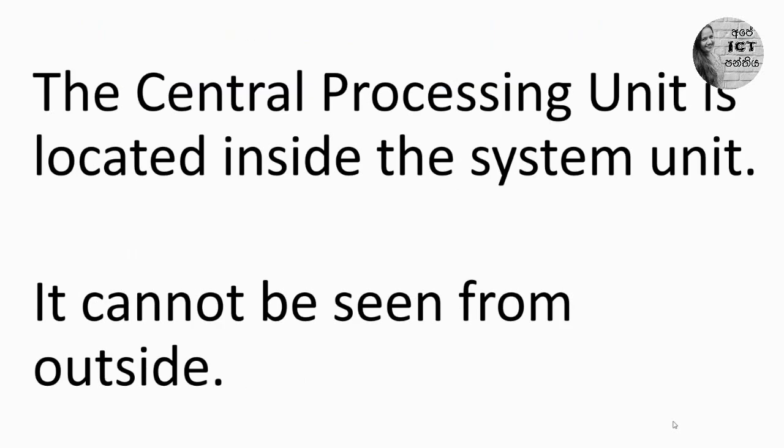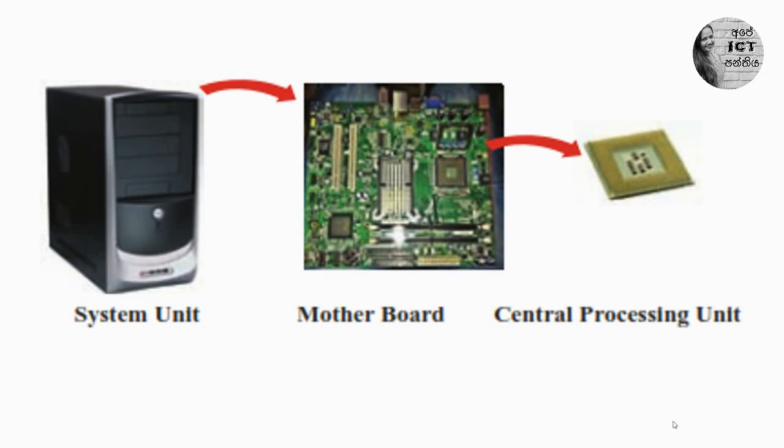The central processing unit is located inside the system unit and it cannot be seen from the outside. Within the system unit there is a motherboard. Then on the motherboard, the CPU is established. So you cannot see it from the outside. In the system unit, there is a motherboard and within the motherboard there is a CPU.